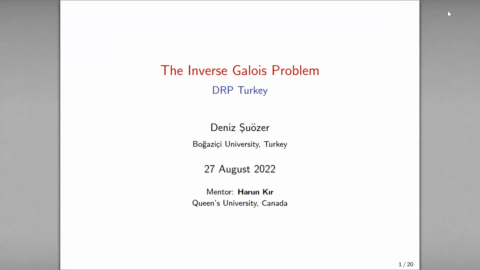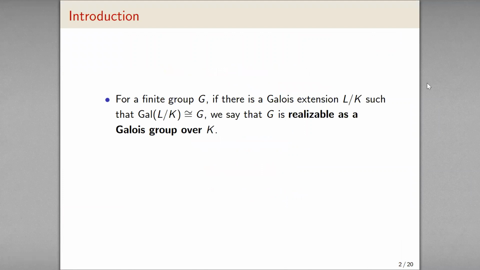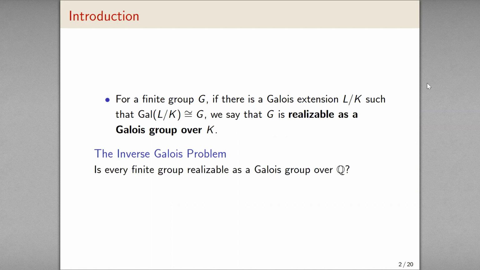Okay. Hello everyone. Today I'm going to talk about the inverse Galois problem. Let's start by stating the problem. For a finite group G and a field K, we say that G is realizable as a Galois group over K if there's a Galois extension L over K such that the Galois group of this extension is isomorphic to G. With this, we can state the inverse Galois problem, which asks the question: is every finite group realizable as a Galois group over Q?